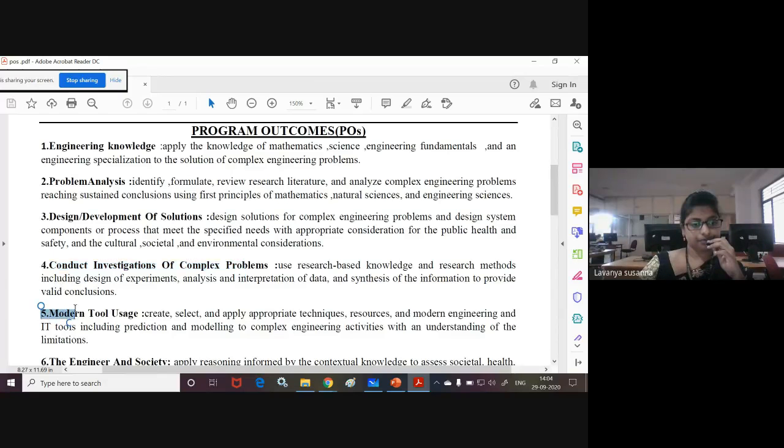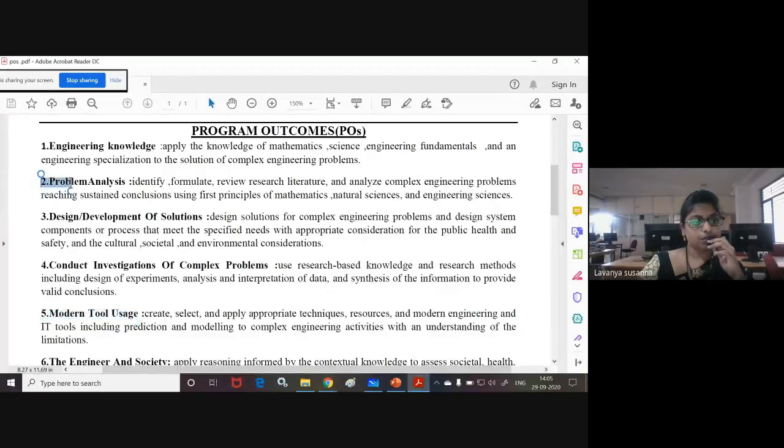Next, I have mapped CO4 to PO5. Why? Use case diagrams help to visualize the behavior of various elements of the complex system. Using which tool? Using Rational Rose software. Using that software, you are going to draw the UML diagrams. That's why I have mapped CO4 to PO5.